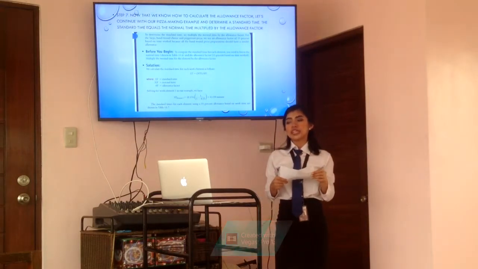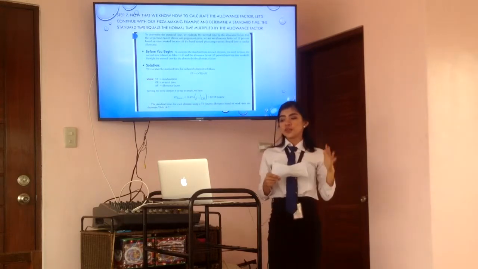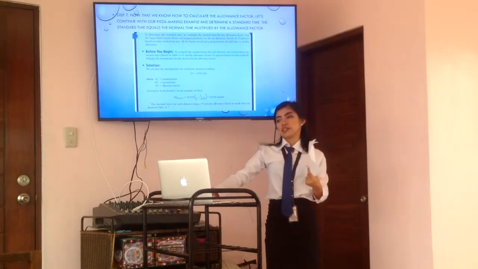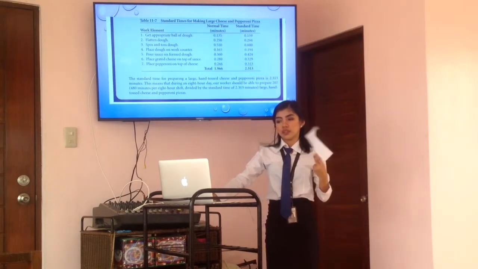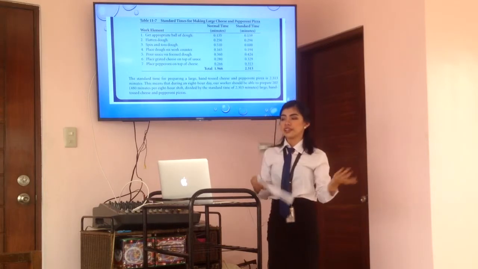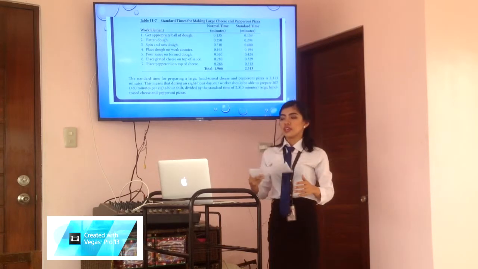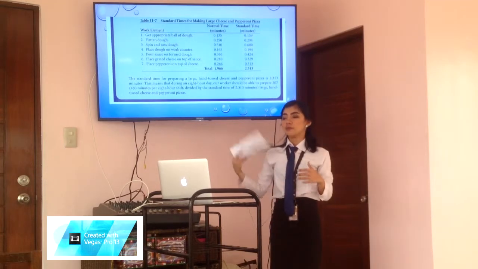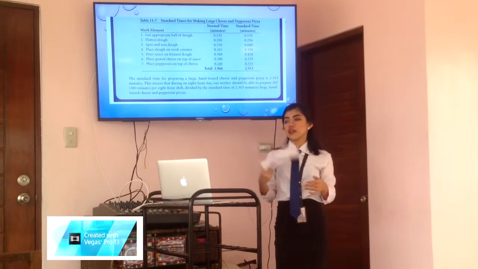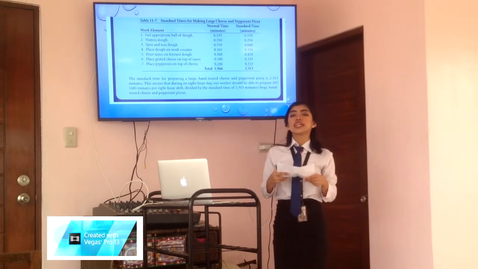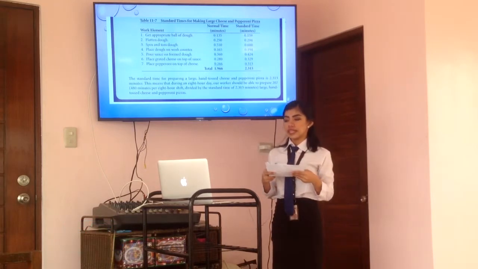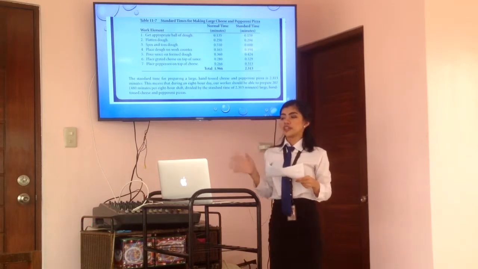The standard times for each element using a 15% allowance based on work time are shown in Table 11.7. So this is the one. For the elements, we already have the normal times. We already computed that earlier. And then the standard times here, and then we added them up. The total of normal time is 1.966 and the standard time is 2.313. The standard time for preparing a large hand-tossed cheese and pepperoni pizza is 2.313 minutes.